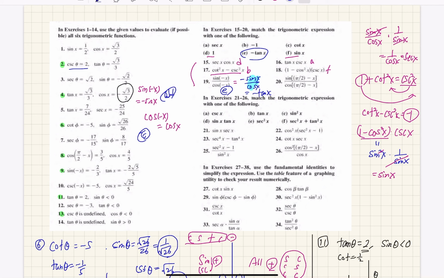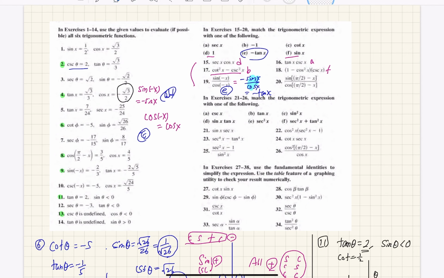Number 20. In number 20, you should use the cofunction rule. According to the cofunction rule, sine of pi over 2 minus x is equal to cosine x. So the numerator is simplified to cosine x. Denominator, cosine of pi over 2 minus x is equal to sine x. And then you can use another identity, which is the quotient identity. According to it, cosine x over sine x is the same as cotangent x. So the answer is C.